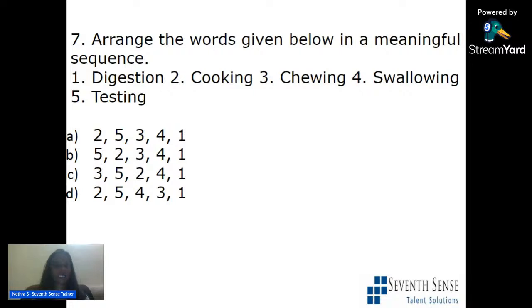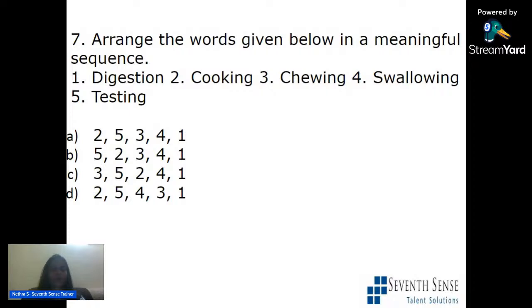We'll see the correct answer then with explanation. So we'll go with the last option first, option D, which the sequence is 25431. That is cooking and testing followed by swallowing, then chewing, then digestion, which is not possible. Next, option B will go 52341. That is first testing, followed by cooking, followed by chewing and swallowing and digestion. So that is also not correct, right?